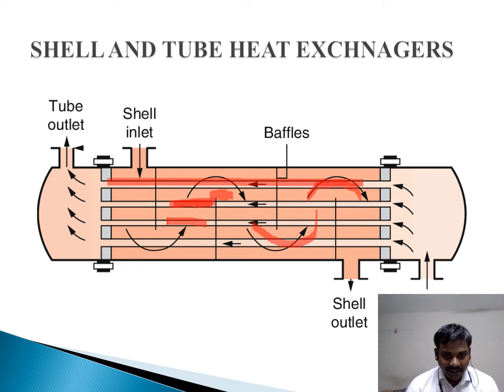As we discussed, the main purpose of the baffle is to increase the heat transfer coefficient and to support the tubes. That's why we place the baffles like this. This is the placement of the baffle. It supports the tubes and creates contact between your hot fluid and the cold fluid. So this is the main working of a shell and tube heat exchanger. Both conduction and convection play a vital role in the heat transfer.